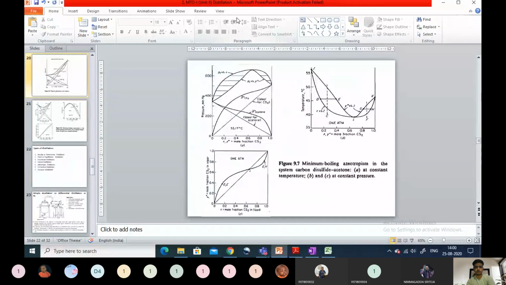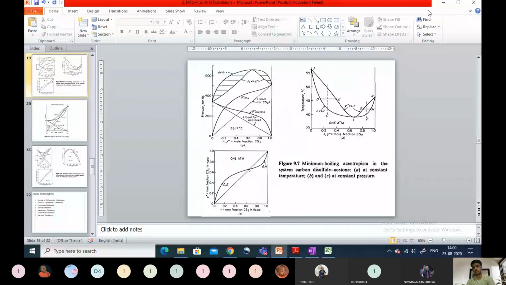Let's see. Any doubt, you can stop me anywhere, because these concepts are a little bit complex, and when you don't differentiate between pure and mixture properties, then it will be very, very confusing. You can stop anywhere, you can ask me.